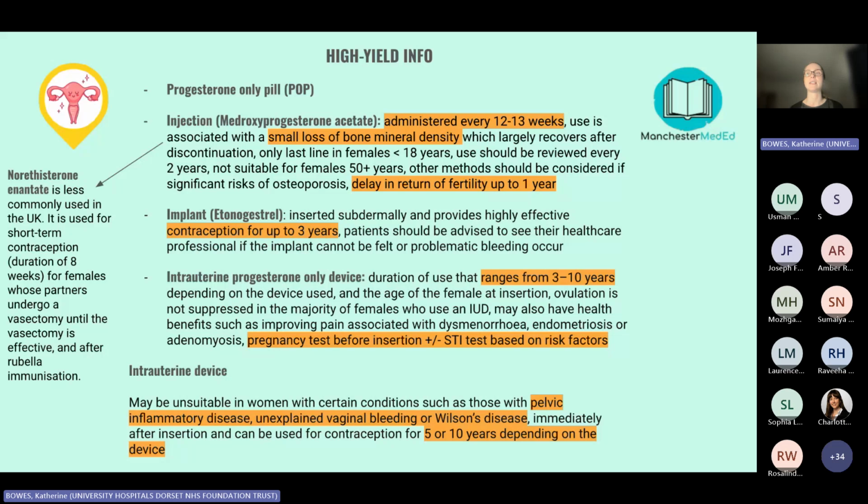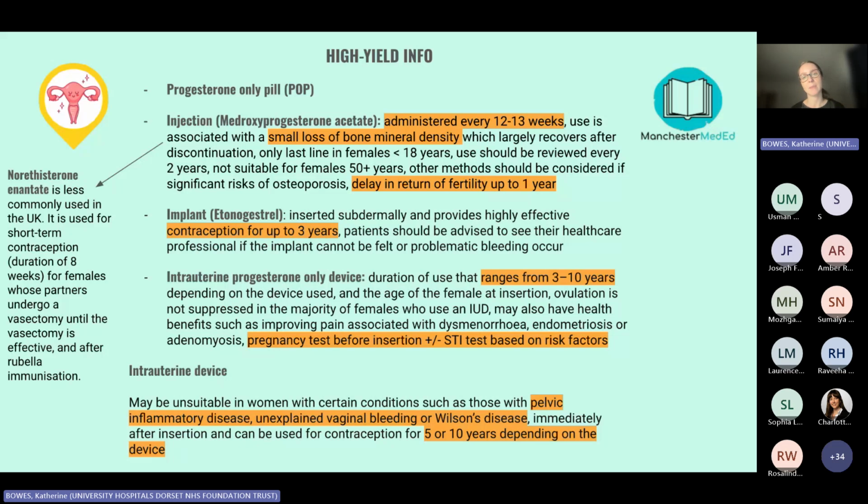Things to be aware of is that this would probably be less appropriate in younger patients, and it would likely be last line if they're very young patients, so under 18 years of age. That being because it can cause a small loss of bone mineral density. So you really don't want to be losing that at a younger age, and you need to be reviewing it quite often, because that's definitely a risk of being on this for a prolonged period of time. So that's something to look out for.